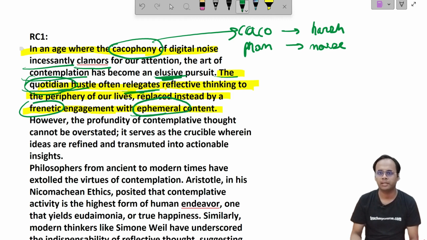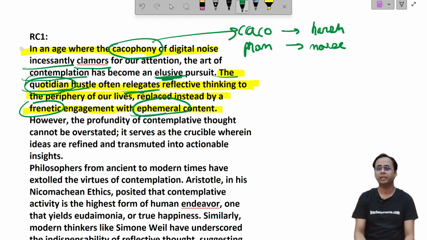That is ephemeral content, short-lived content, but it actually spoils our attention span, due to which we are not able to contemplate about our actions. And that is why reflective thinking has taken a backseat. Okay, let us move ahead.